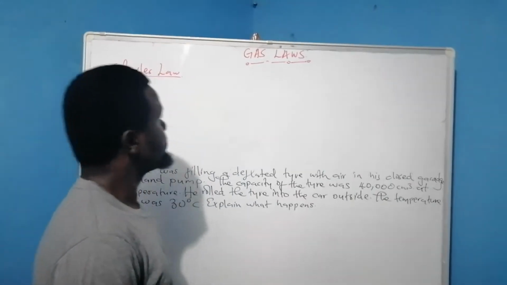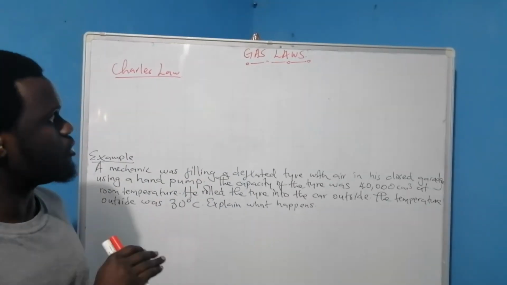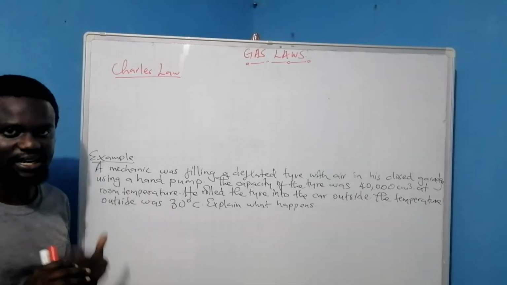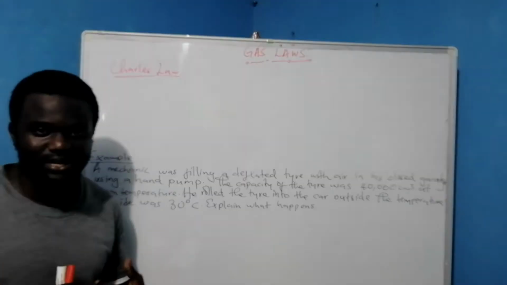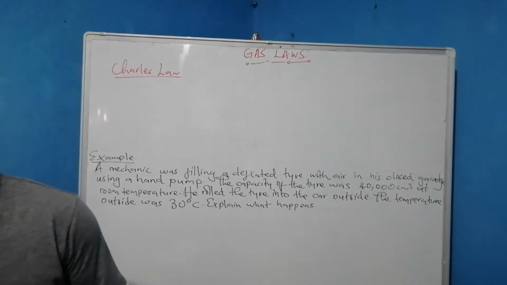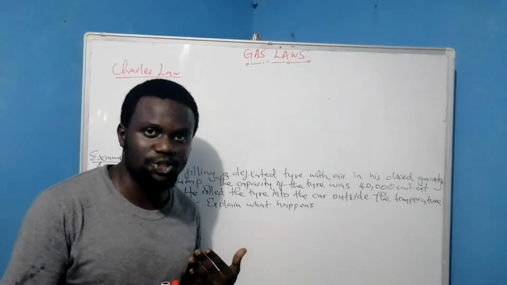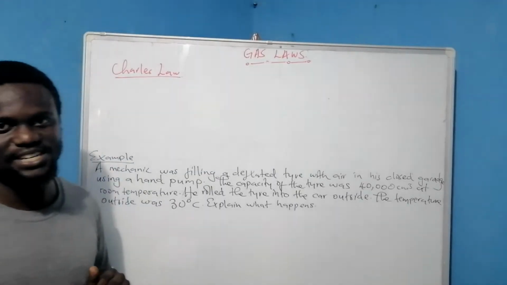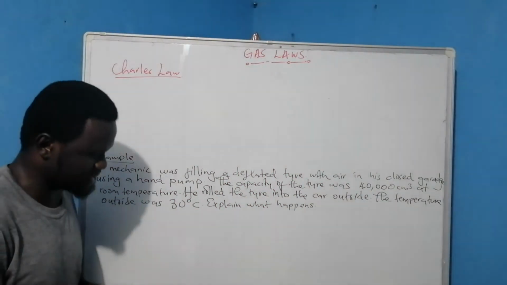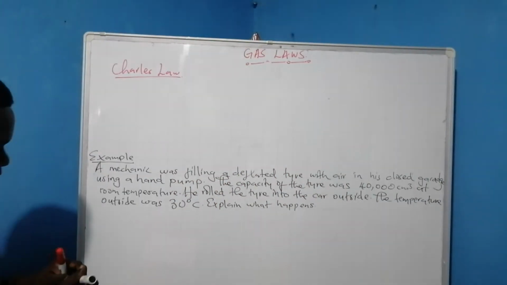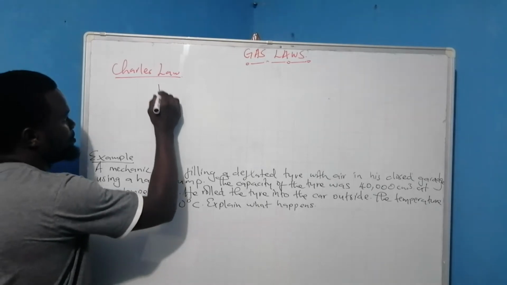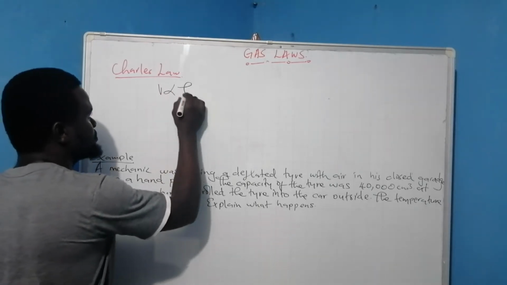Welcome back. The next law in gas law is Charles' law, and Charles' law states that the volume of a fixed mass of a gas is directly proportional to its absolute temperature, pressure kept constant. So when we keep the pressure constant, the volume is directly proportional to temperature.